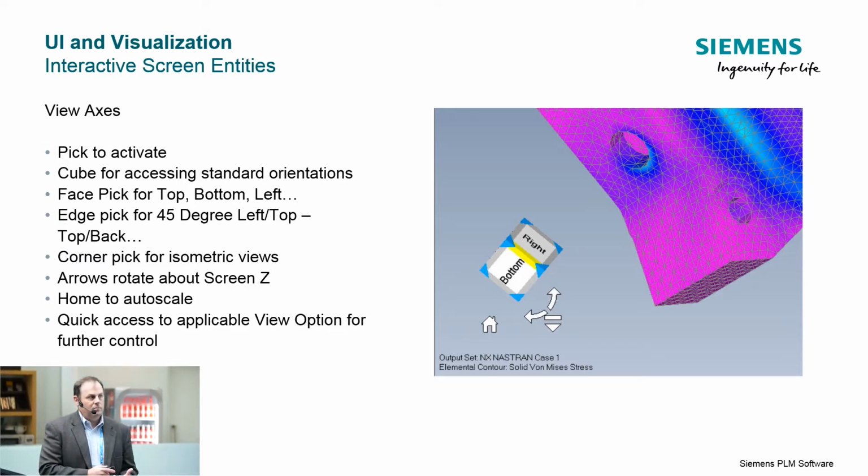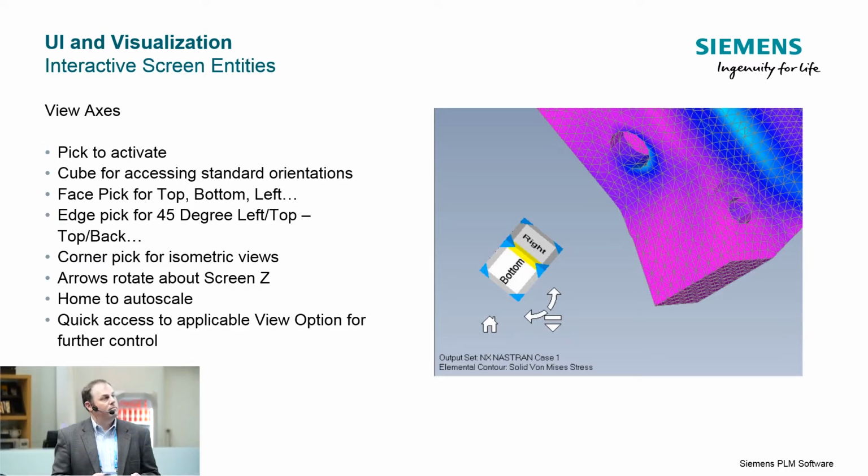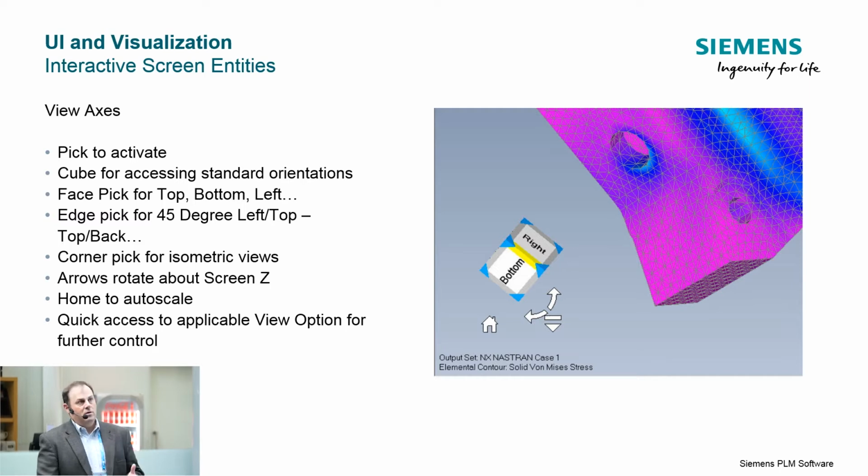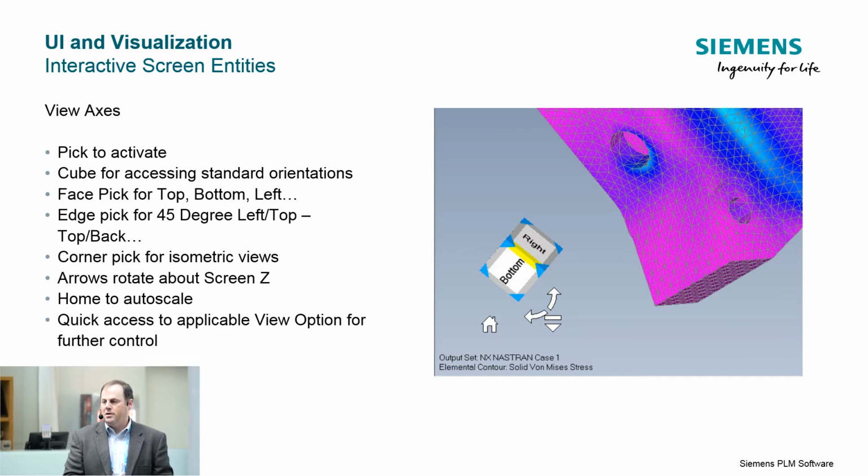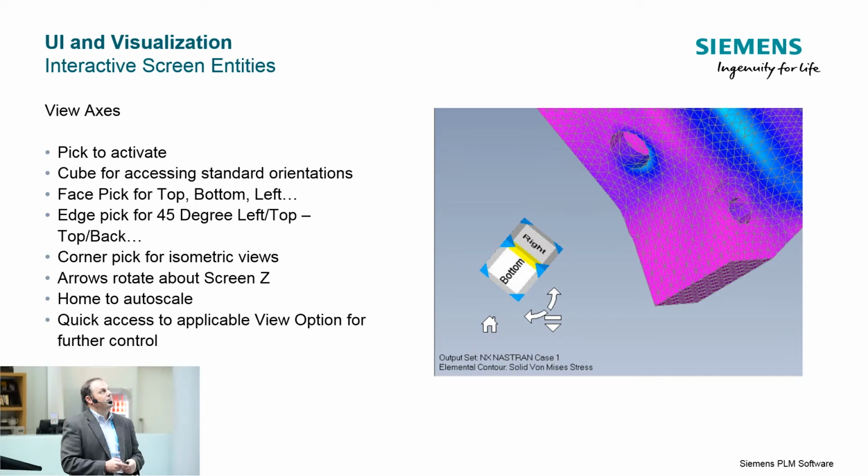With the view axis, we did something a little different. Like you may have seen in many other programs, now when you click on the view axis, it becomes a cube. The different faces of the cube are named. So when you click one of those, it takes you into that standard view, whether that be top or right, bottom, etc.